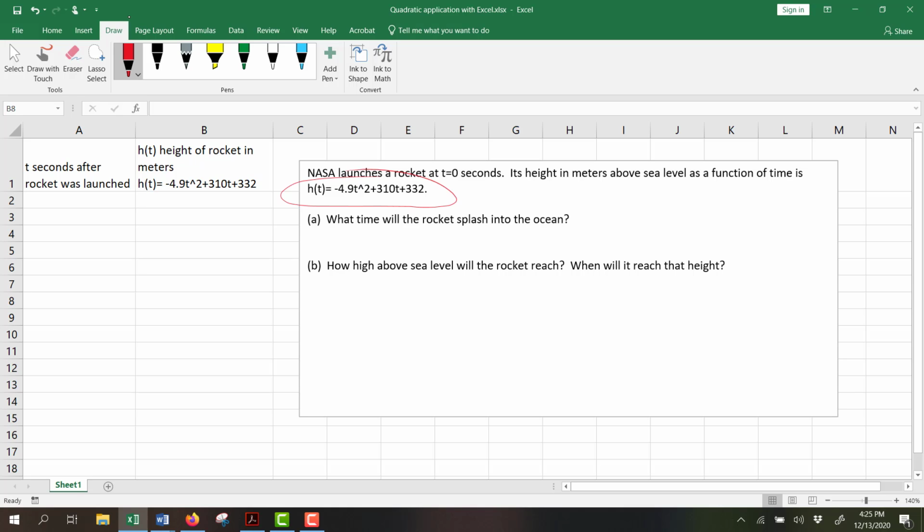Notice that this function is a second-degree polynomial. I notice that the leading coefficient is negative. The number in front of your t squared is negative, which tells me that the graph of this is going to be a parabola that is open down. The vertex of the parabola will be that highest point on the graph. That vertex is going to help us answer part B, the highest point that the rocket reaches.